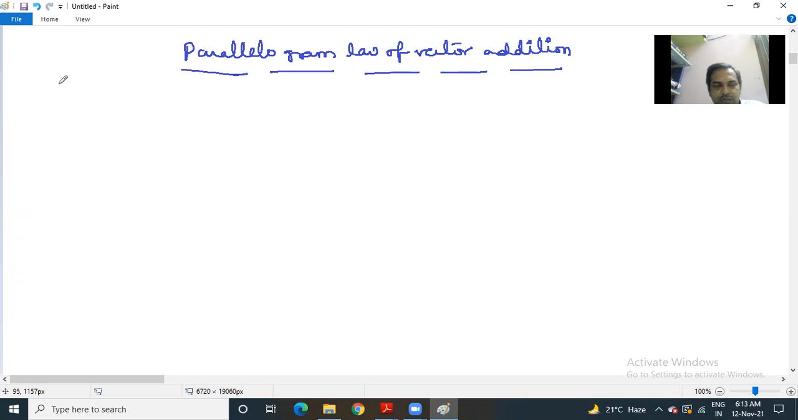Now, two vectors. What are the two vectors? A and B. A and B are the two vectors. So this A and B can be, once you fix A as momentum, B also will be momentum.